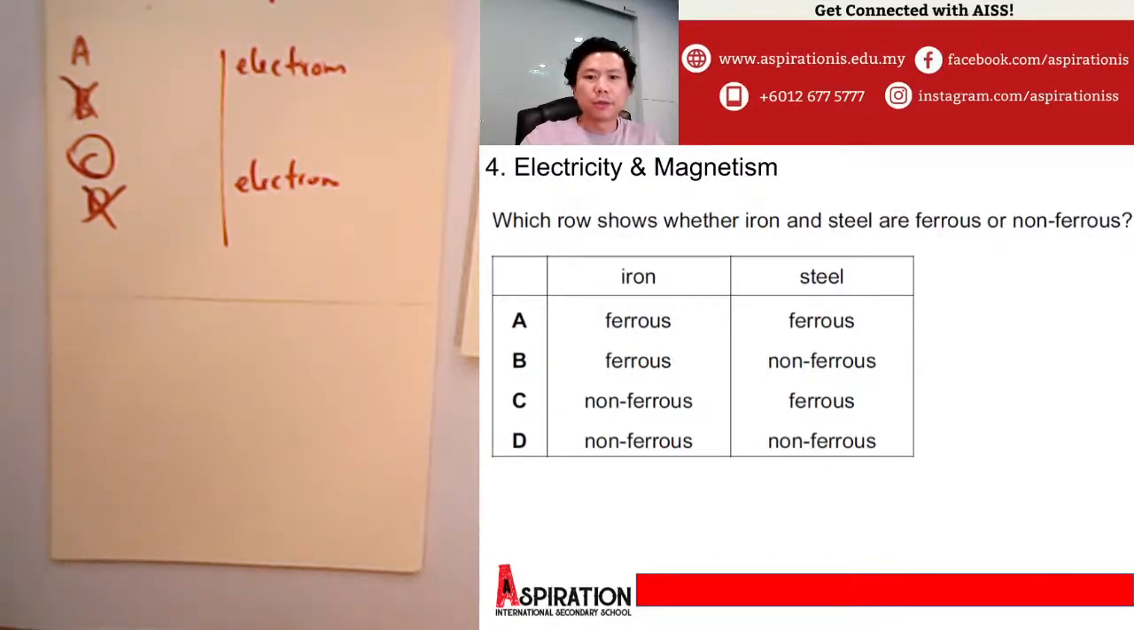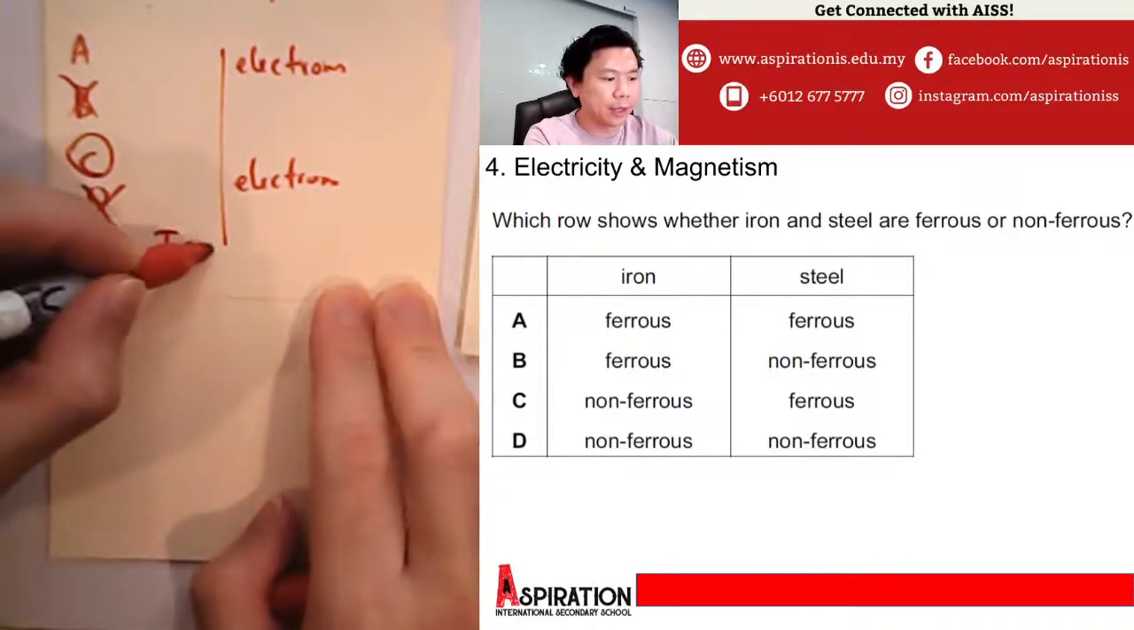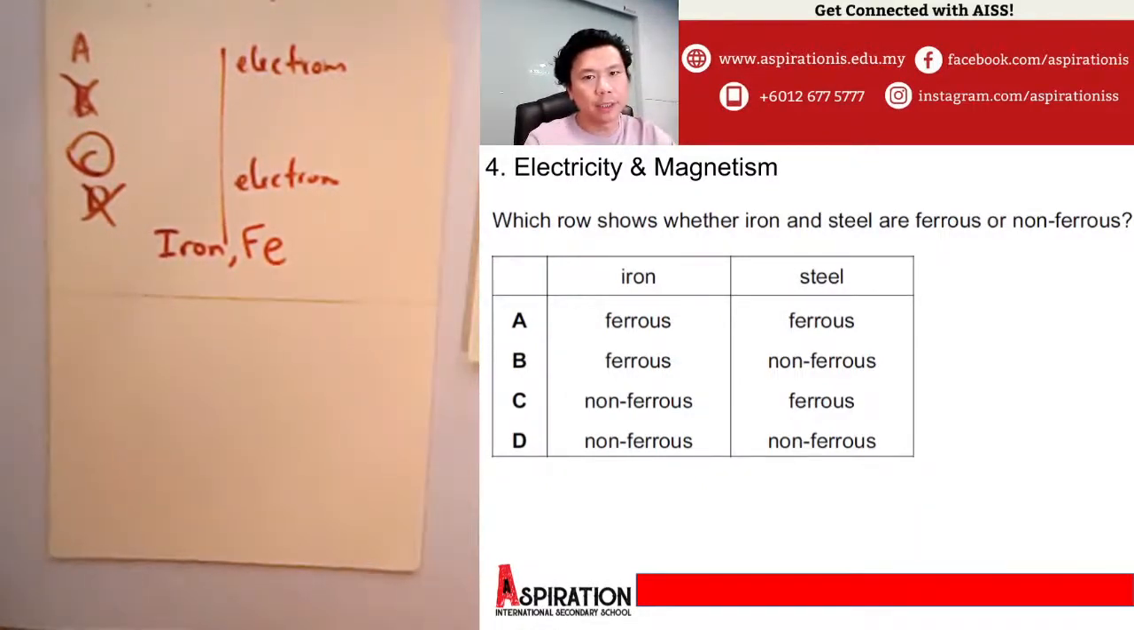Okay, so you know that it comes from the word ferrum. You know that iron in chemistry is Fe, right? Okay, so it's actually ferrum in Latin. So in English the adjective is ferrous.